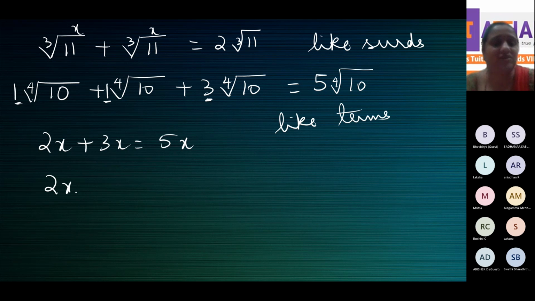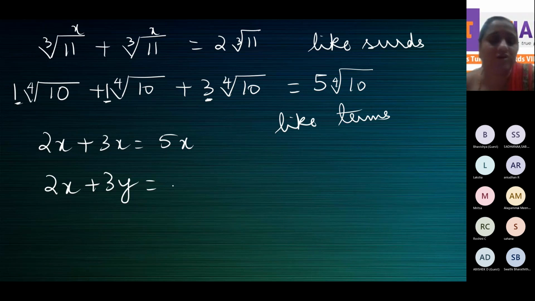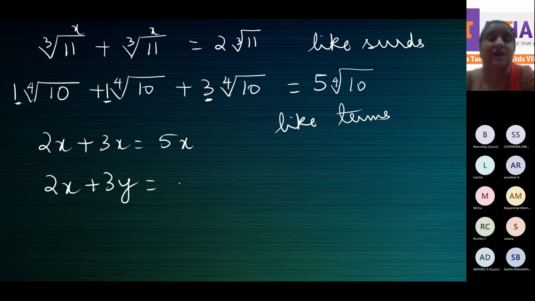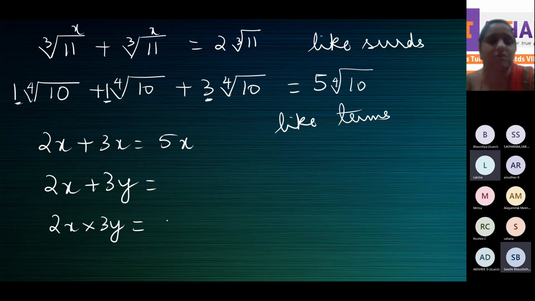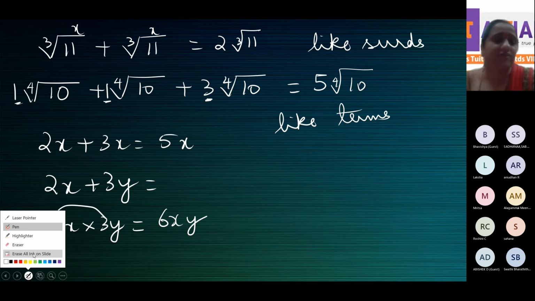But what is 2x plus 3y, children? Are they like terms or unlike terms, 2x and 3y? Unlike terms, ma'am. Can you add them? No, they are unlike terms. You cannot add. But can you multiply them? 2x into 3y? Yes, ma'am. What's the result? 6xy. 2 3s are 6. 6xy. So the same rules of algebra here.